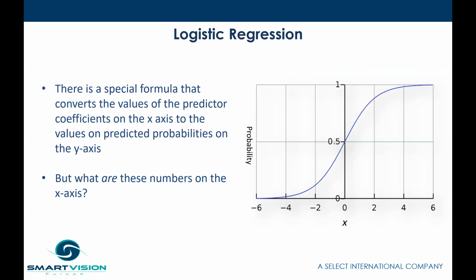Well, the key here is what are these numbers here that are driving this? There's a special formula that converts the predictor coefficients on the x-axis, when you're using logistic regression, to these probabilities. And these numbers here are the coefficients that are produced within logistic regression.